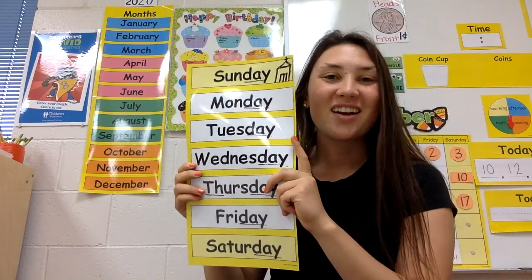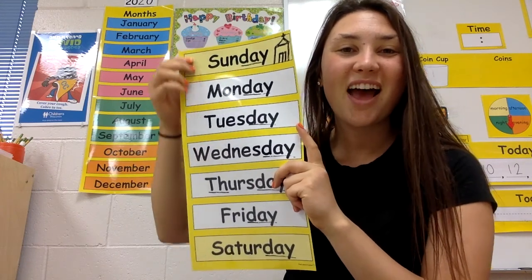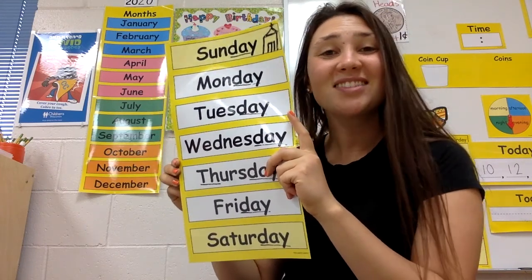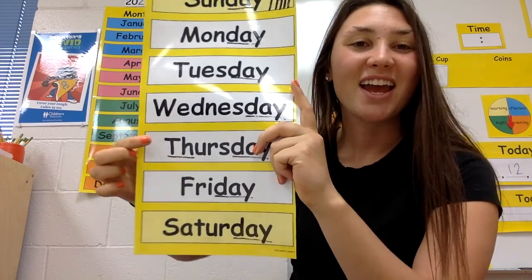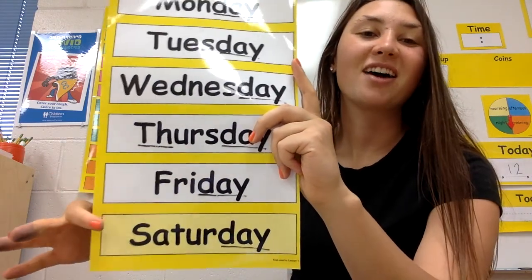Ready? There are 7, there are 7, there are 7 days in a week. Sunday, Monday, Tuesday, Wednesday, Thursday, Friday, Saturday.